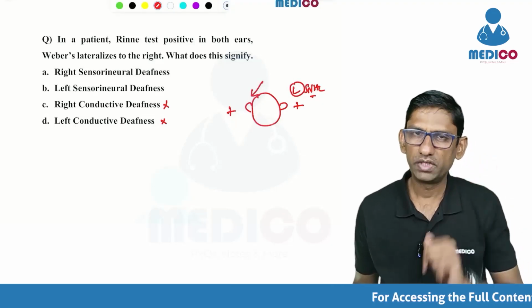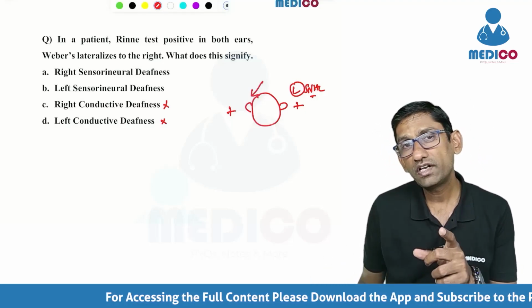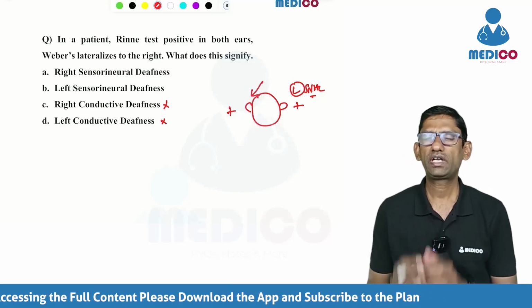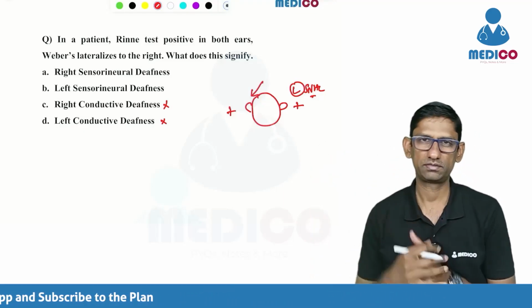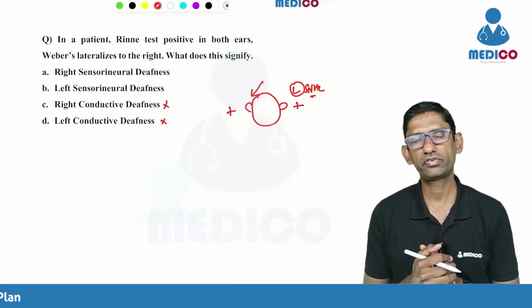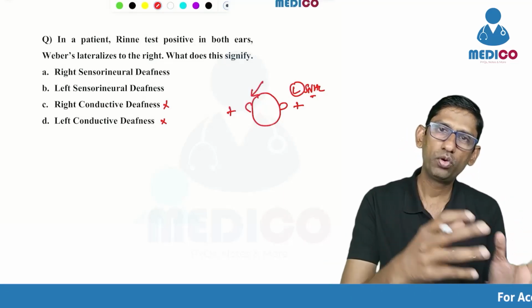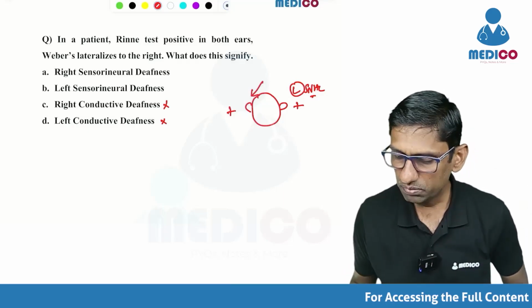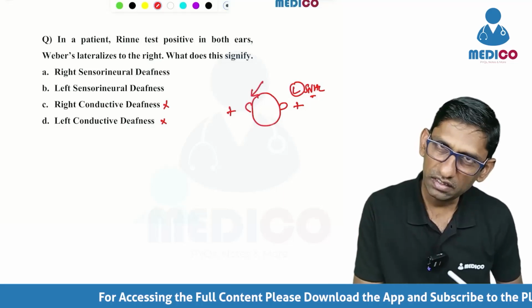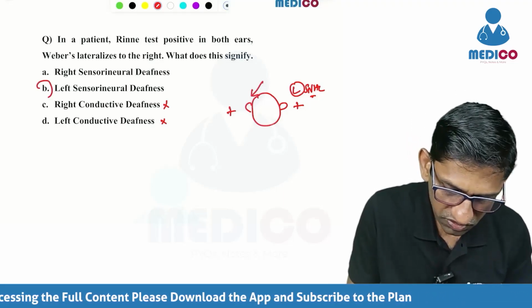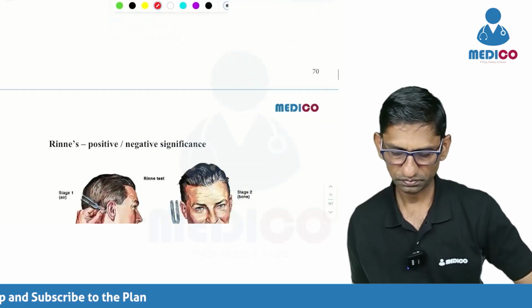Because assume the patient is having a right sensorineural hearing loss, Weber will be lateralized to the opposite ear, the left side. So in conductive deafness only, Weber will be lateralized to the same deaf ear. But in sensorineural hearing loss, Weber will be lateralized to the opposite healthy, more hearing ear. So this is the Weber's inference. So here, obviously, since Weber is lateralized to the right ear, it is a left-sided sensorineural deafness. So this is the answer for this question.